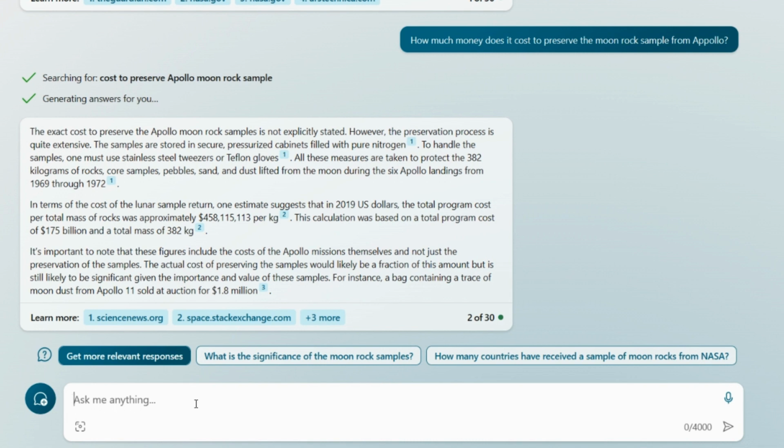Well, that's kind of curious. Why wouldn't there be data available for just specific costs, just specifically tied to just the preservation, okay?